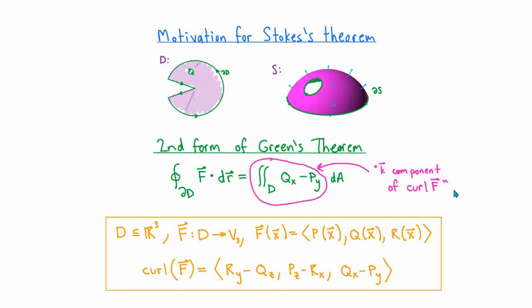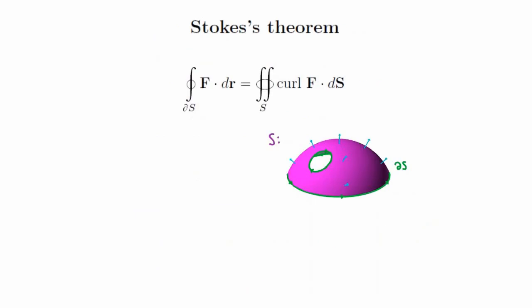This observation leads directly to the generalization of Green's theorem to surfaces, which is known as Stokes' theorem. What Stokes' theorem says is that for a vector field F in R3 and a surface S in R3, the oriented integral of the curl of F dot dS over the surface S is equal to the oriented integral of F dot dr over the boundary of S.